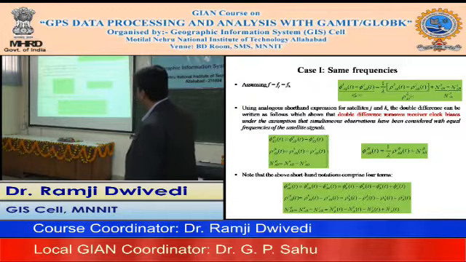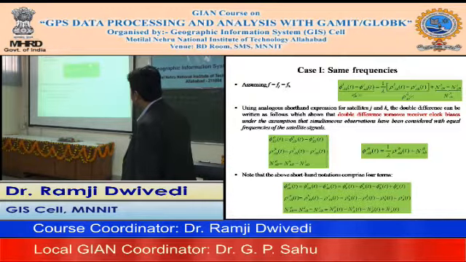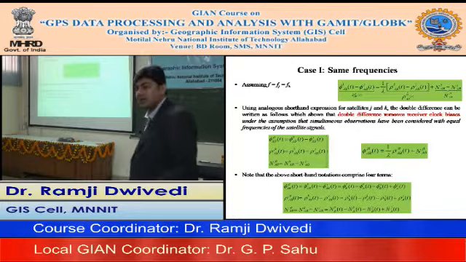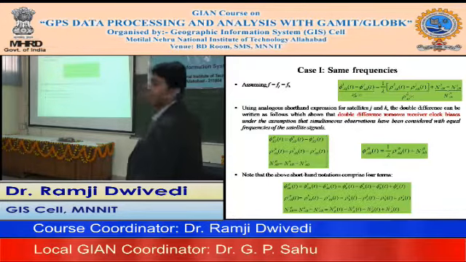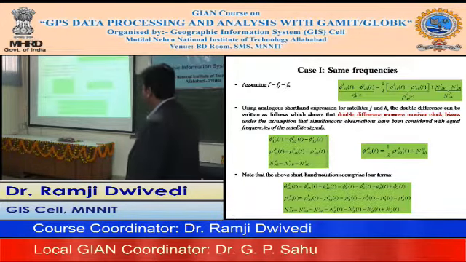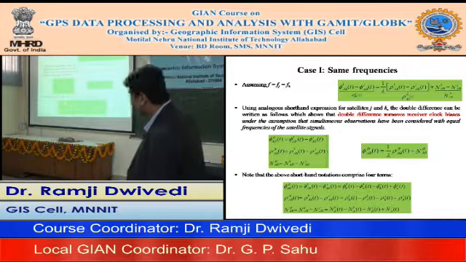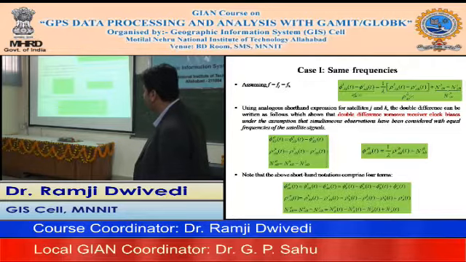So the moment you go with equal frequency, this Fj and Fk, either you work on L1 or on L2, similar equations can be written. As I was saying, initially you have 4 prime observables of carrier phases, 1, 2, 3, 4, then you arrive at 2, then you arrive at 1.